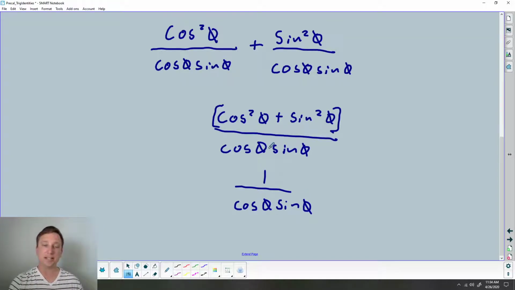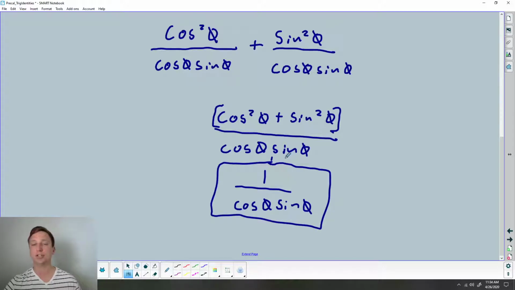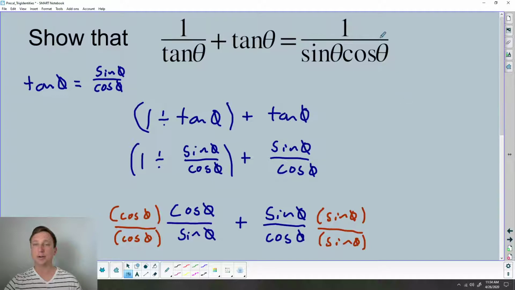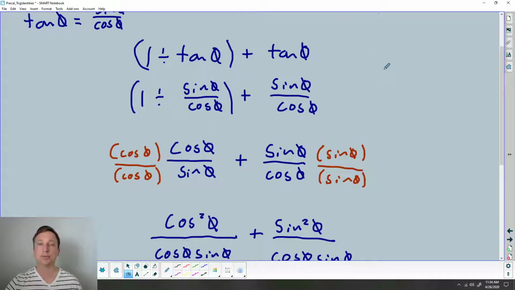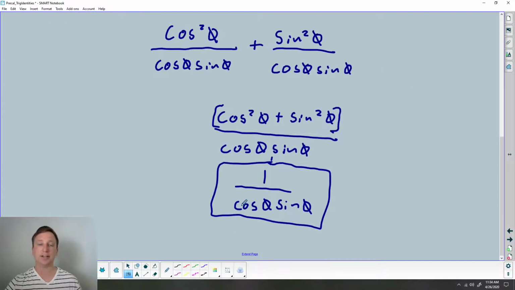I believe this is what we were asked to set out to show that this is equivalent to. And in the end, there we have it, 1 over sine theta times cosine theta. So the only thing that's different here is I rewrote it as cosine theta times sine theta, but multiplication order doesn't matter. So this is equivalent to 1 over sine theta times cosine theta. And there we have it.